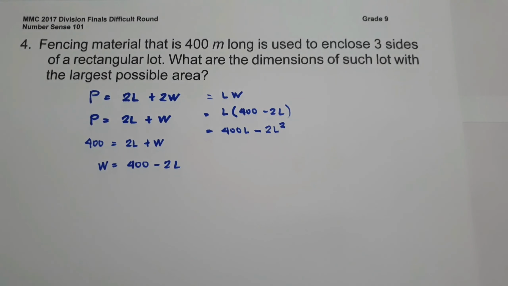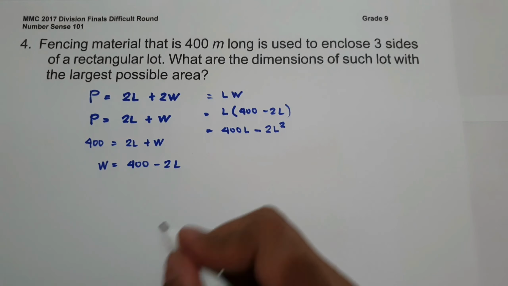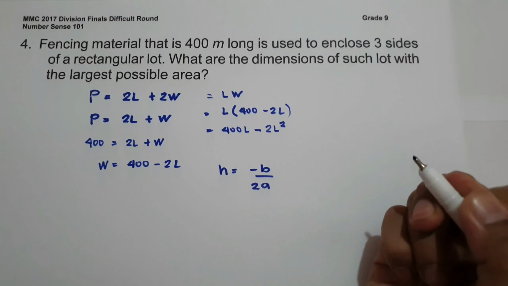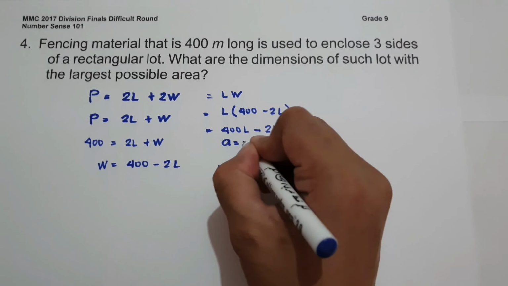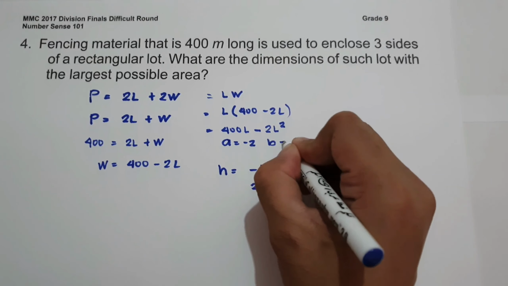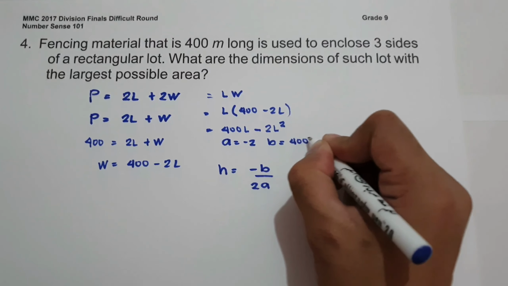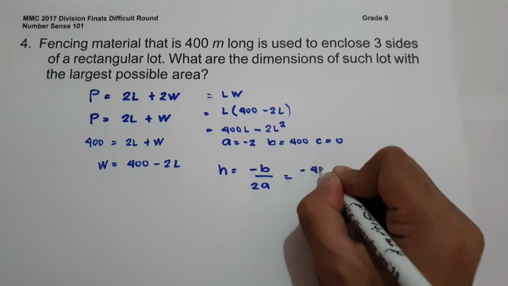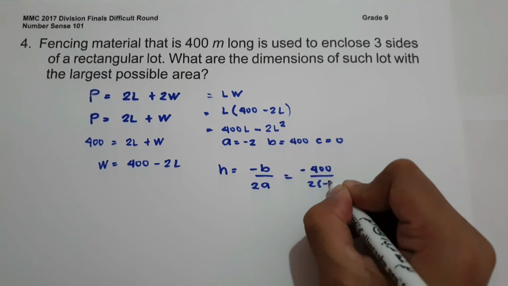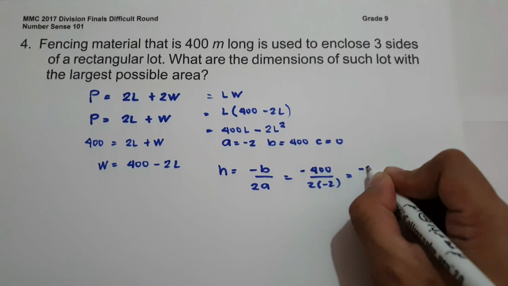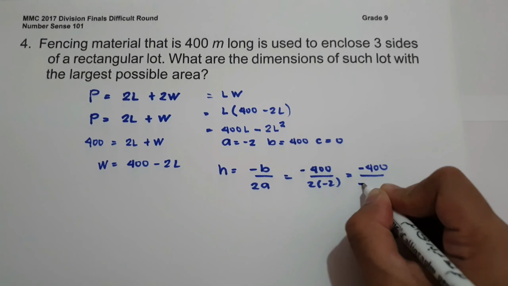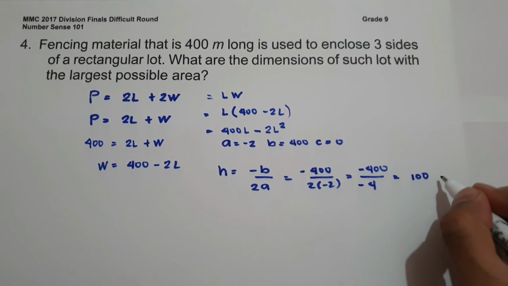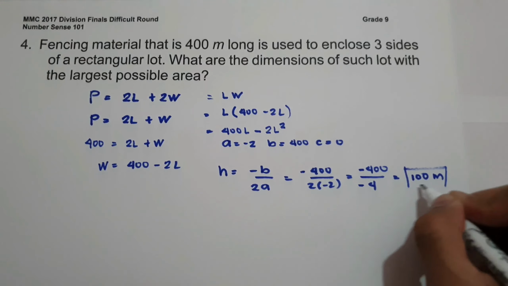So to find the largest possible area, we are going to use the formula for h, that is negative b over 2a. So the value of a, that is negative 2, the value of b, that is 400, and the value of c is 0. So therefore, we are going to have negative 400 over 2 times negative 2. So this will be negative 400 over negative 4. Negative 400 divided by negative 4, that is 100. So this is one of the dimensions.